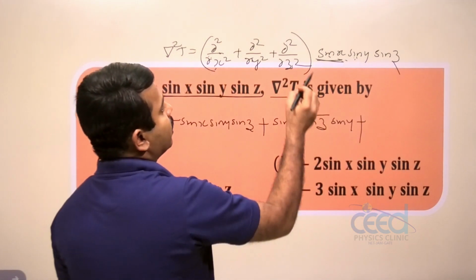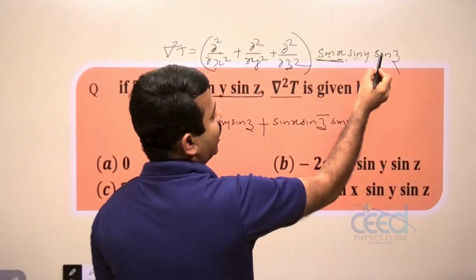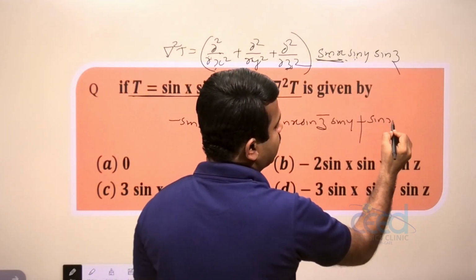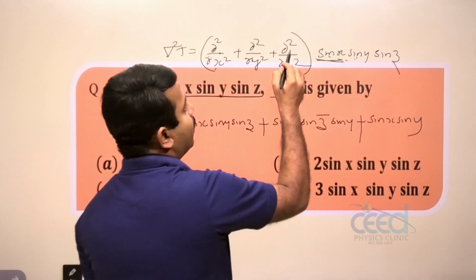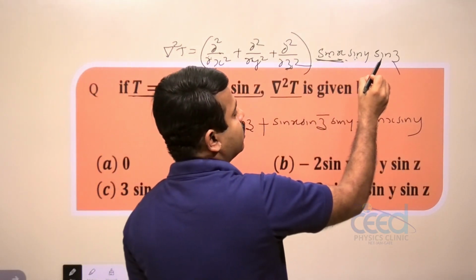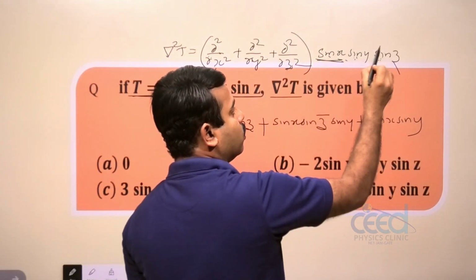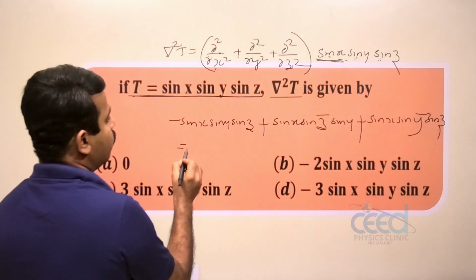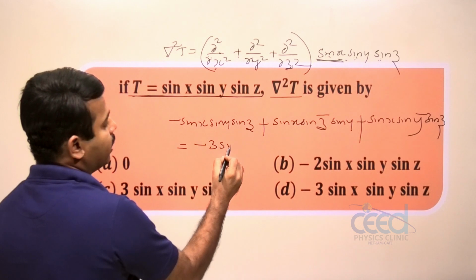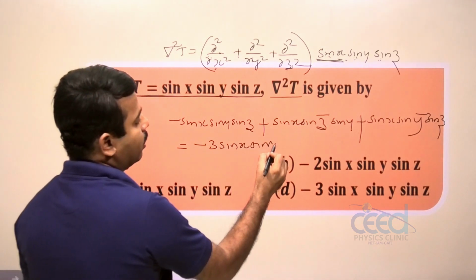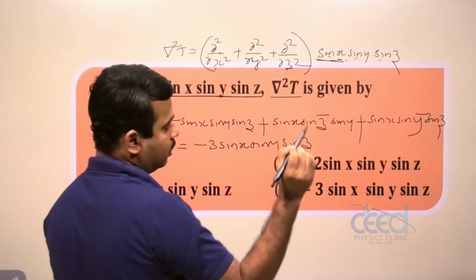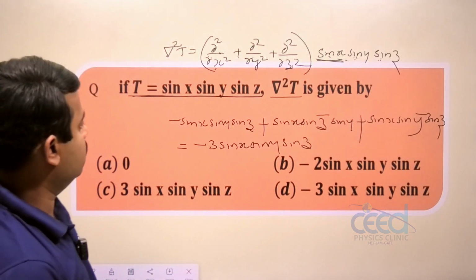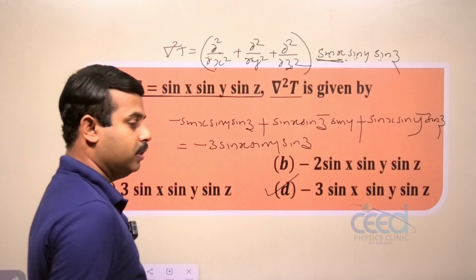Again with respect to z, sin z is the variable, sin x sin y is constant, but you have to differentiate two times: sin z gives cos z, then again minus sin z. Then this is equal to minus 3 sin x sin y sin z. So which is the option? Minus 3 sin x sin y sin z, option D is correct.